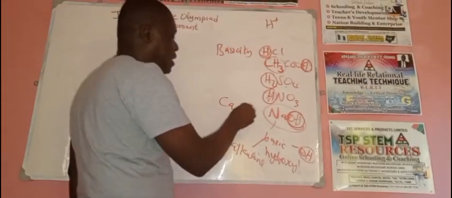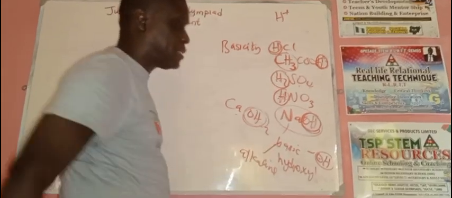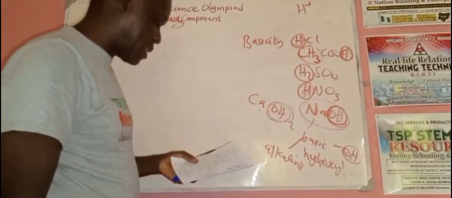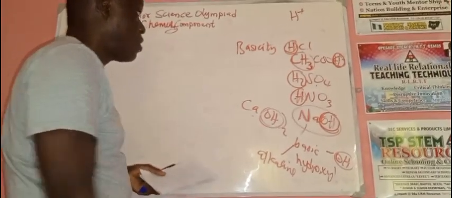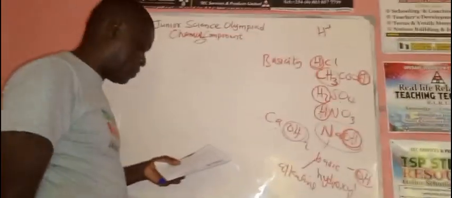Now, watch out for basic. Another name for basic is alkaline. Okay? So, any compound like calcium hydroxide, look at this. Calcium hydroxide. All these ones are basic substances. We have acidic one. Don't forget, they can ask you for the basicity.